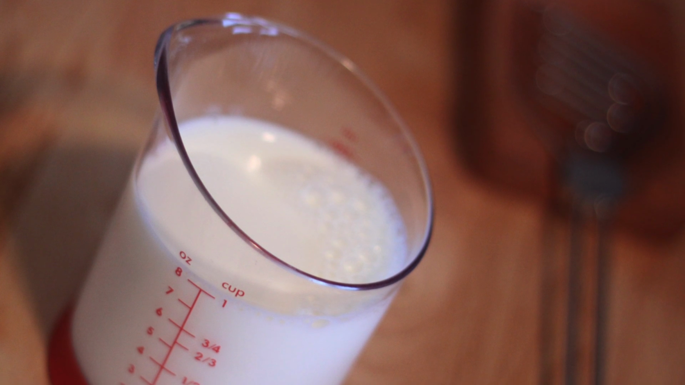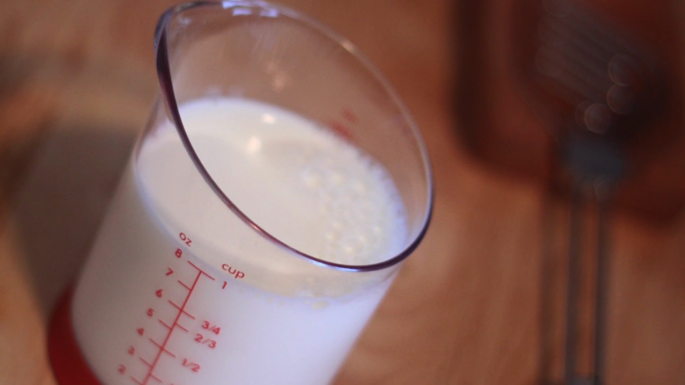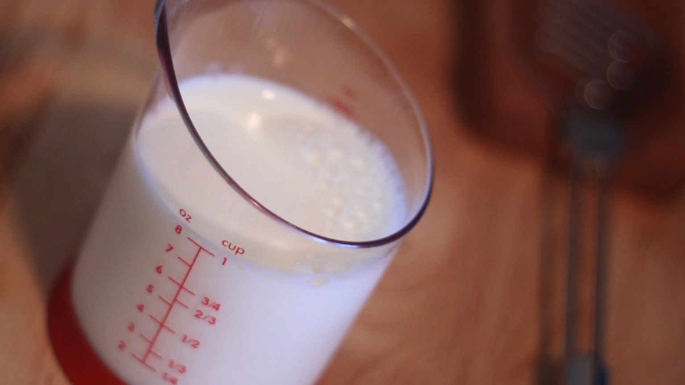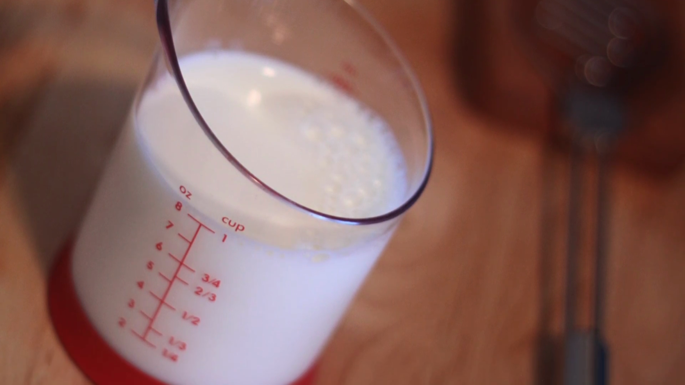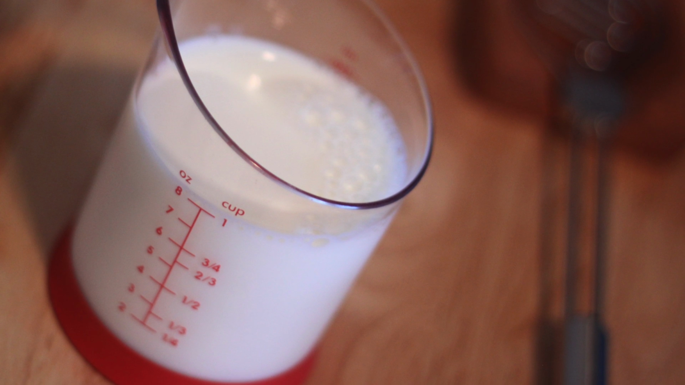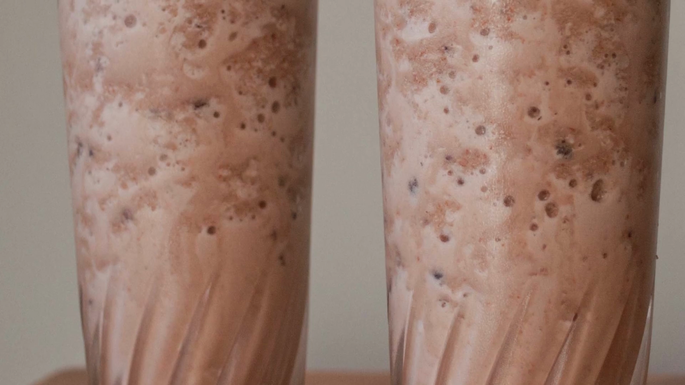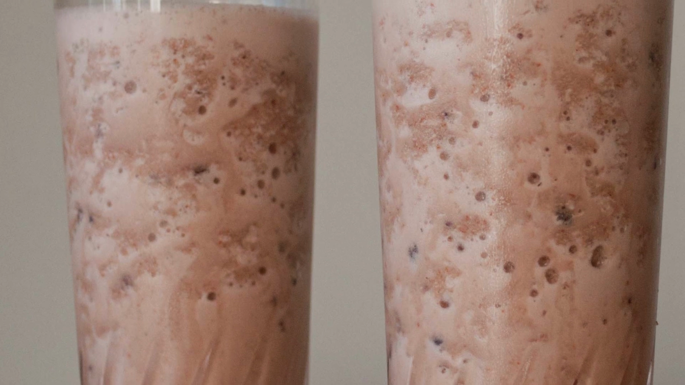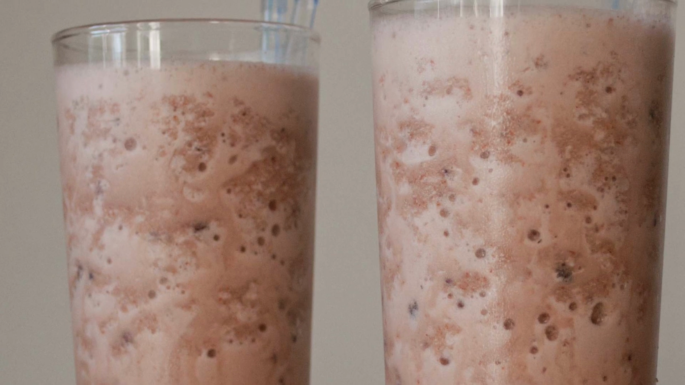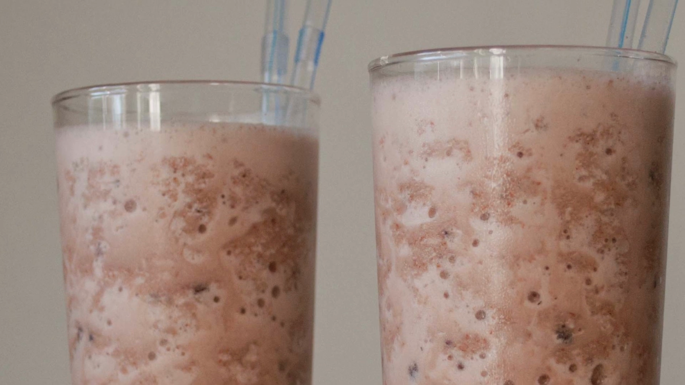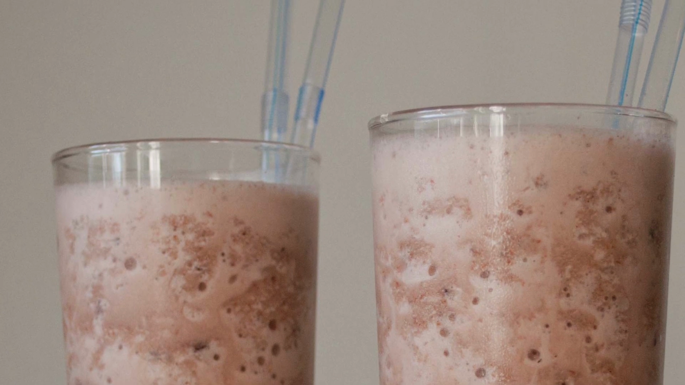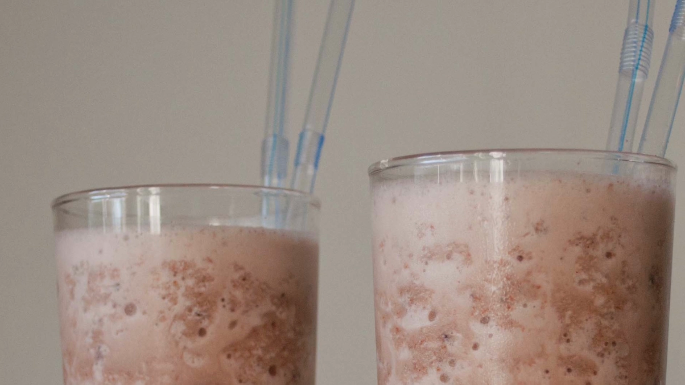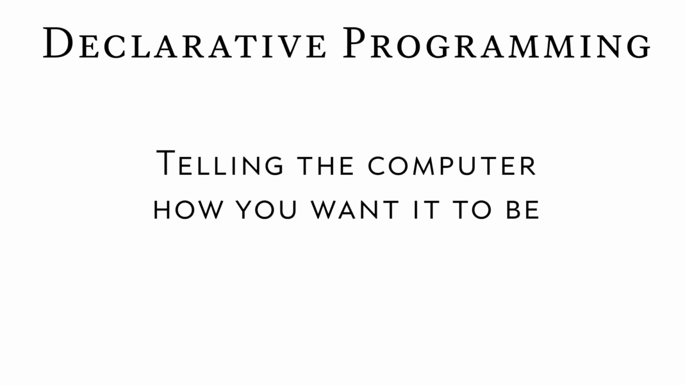Imagine a chef who asks his assistant to prepare 8 ounces of milk, 2 tablespoons of peanut butter, and half a banana for him. Now imagine that the chef has a wonderful assistant and he says, "Now make me a smoothie for a customer with a sweet tooth." That's declarative programming. In declarative programming, it's the computer who worries about all the details of how something is done.